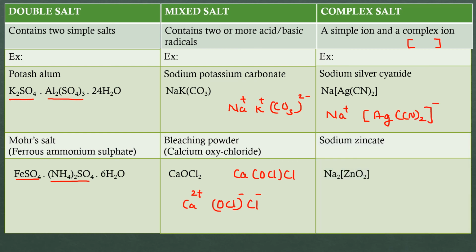Another example is sodium zincate, that is Na2ZnO2. Here, simple ion is Na plus. There are 2 in it, and the complex ion is ZnO2 2 minus.